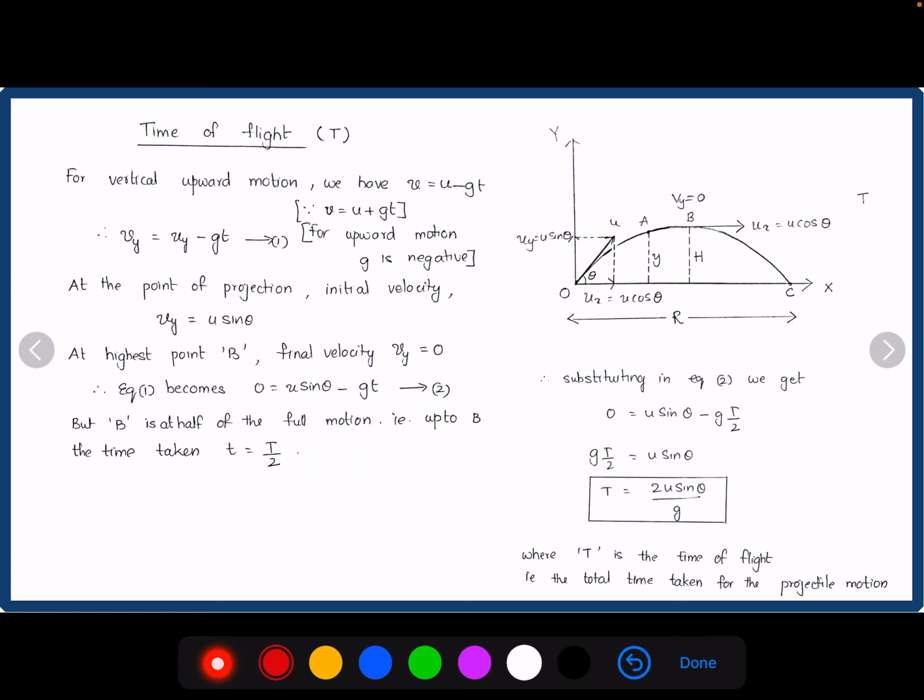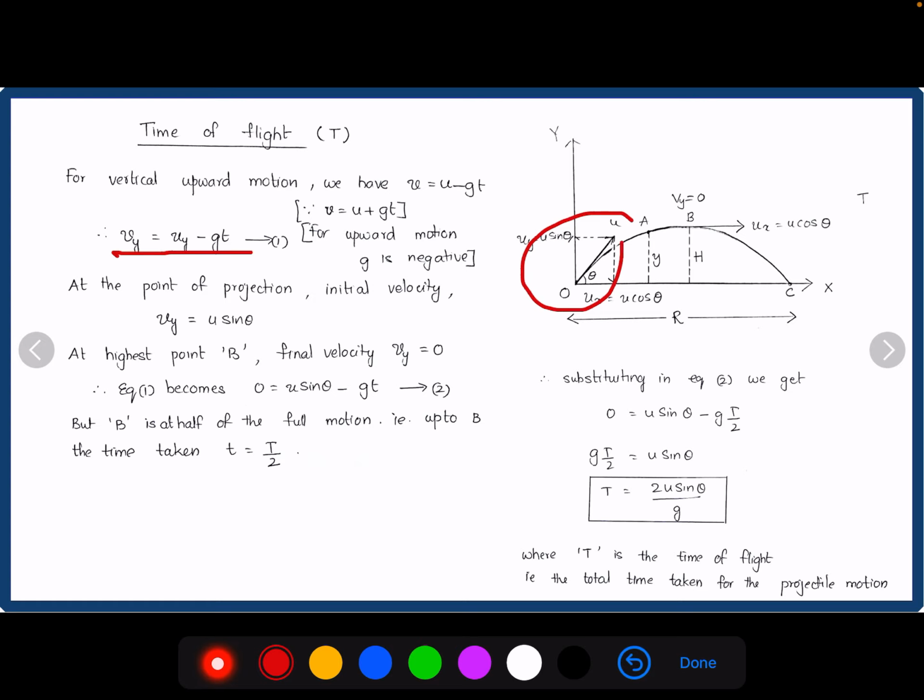Now let us take the vertical motion. It is an accelerated motion, so v is equal to u plus gt is our formula. But for the upward motion, we take g as negative. Therefore, it becomes v is equal to u minus gt. For upward motion, vy, we are taking subscript, vy is equal to uy minus gt. At the point of projection, initial velocity uy is equal to u sin theta.